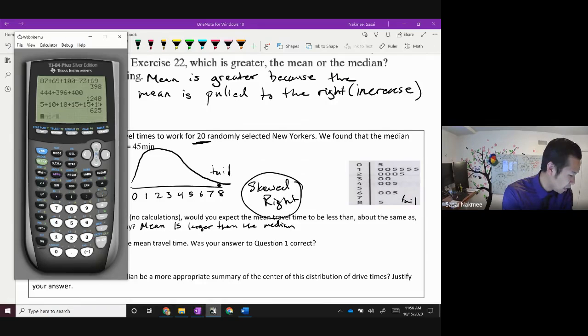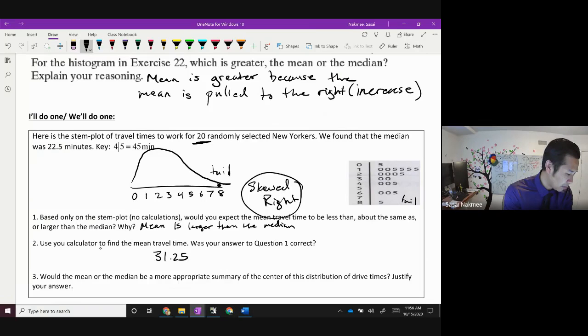So I just take that number and divide it by 20. The mean average time of traveling is 31.25. That's my mean, right?